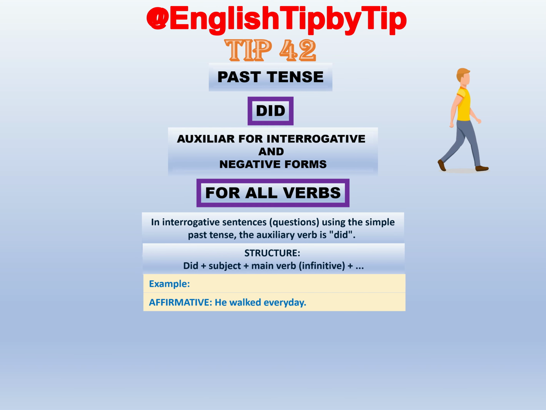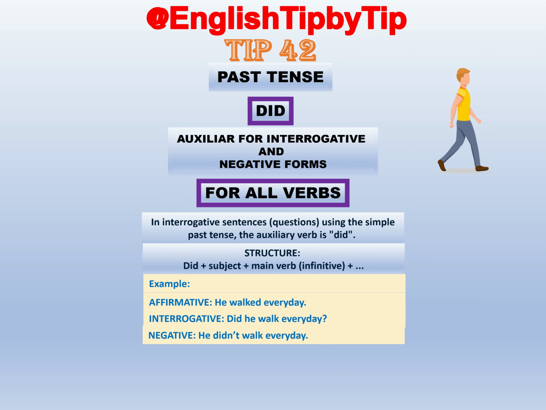Example. Affirmative: He walked every day. Interrogative: Did he walk every day? Negative: He didn't walk every day. Interrogative negative: Didn't he walk every day? Tip 42.